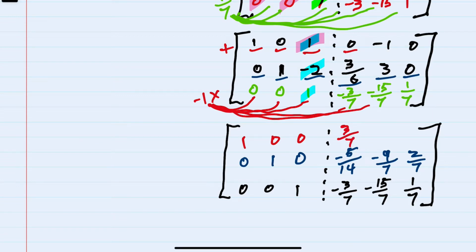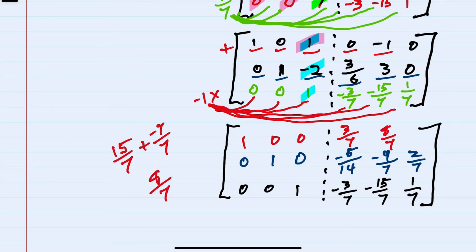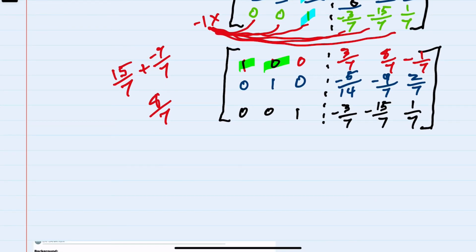Negative 1 times a negative 15/7 is a positive 15/7, but I need to add a negative 1, so I will add a negative 7/7 to get a common denominator. This would give me 8/7, and then negative 1 times 1/7 is negative 1/7 plus 0, negative 1/7. So with all of these steps and being extremely careful along the way, we have turned this left-hand matrix into the identity matrix, and the right-hand matrix is now our A inverse.